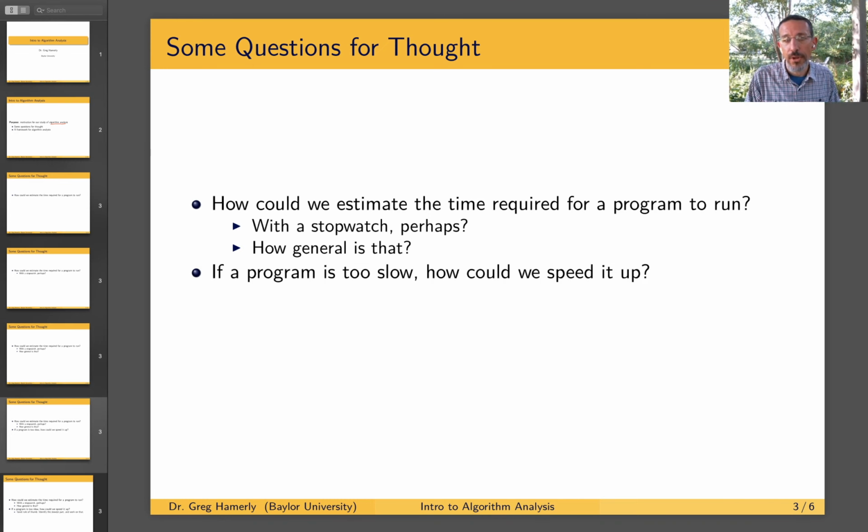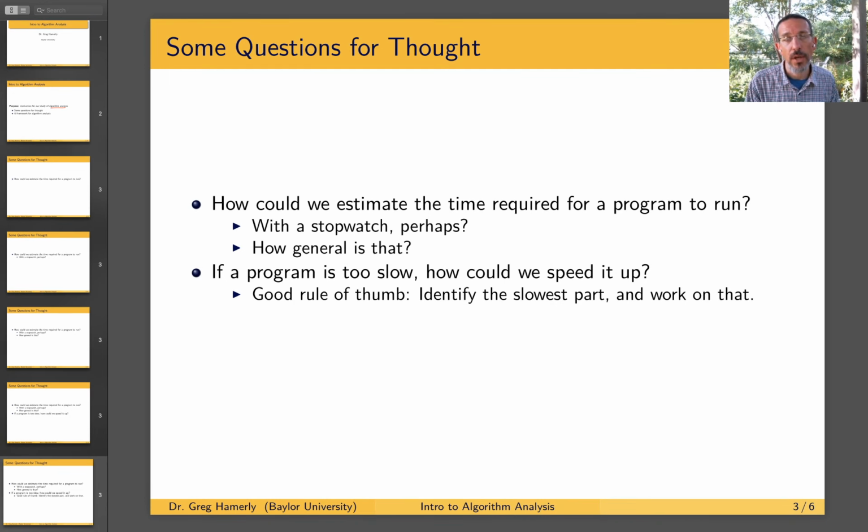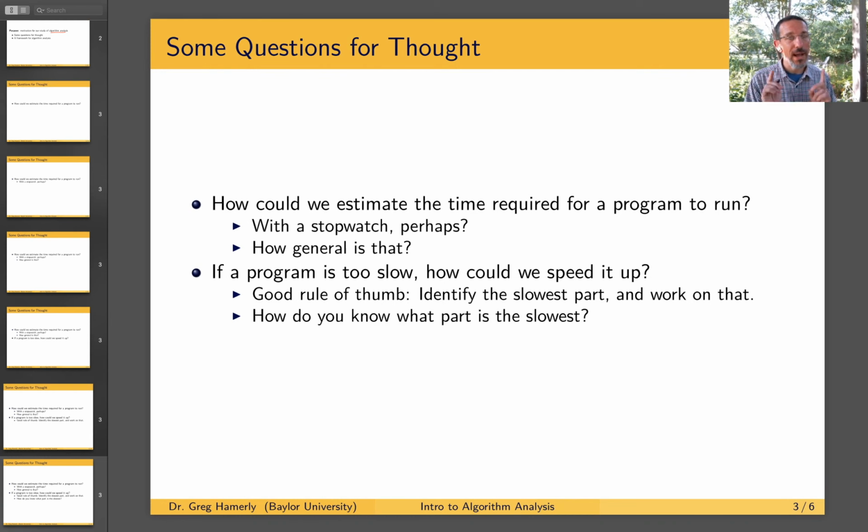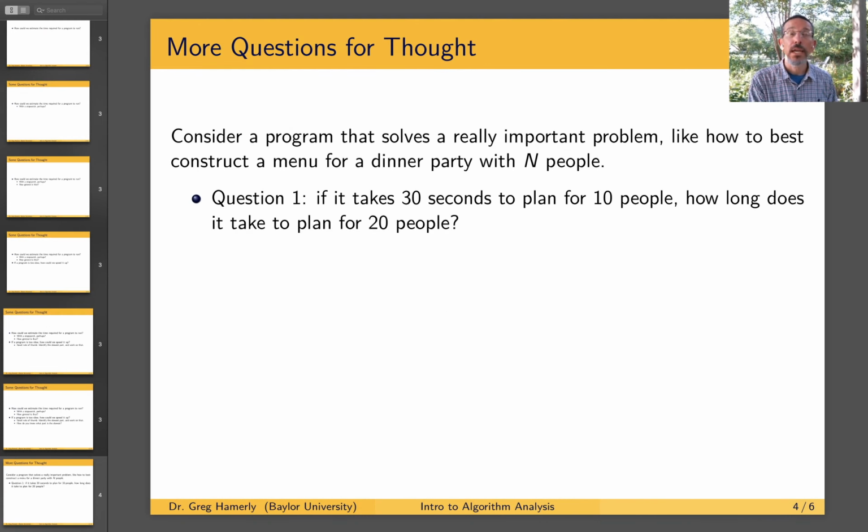Another question, just to jog our thinking, is if we have a program that's already implemented, or at least designed, and we know that it's going to be too slow, how could we speed it up? Well, a good rule of thumb is to identify the slowest part of our program and work on that. But how do you identify which part is the slowest? Algorithm analysis can tell us a lot about that. Here are some more questions for thought.